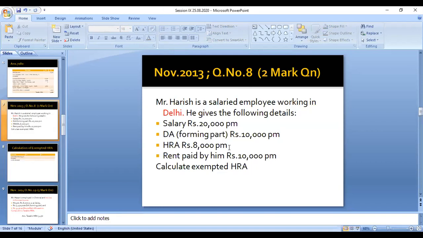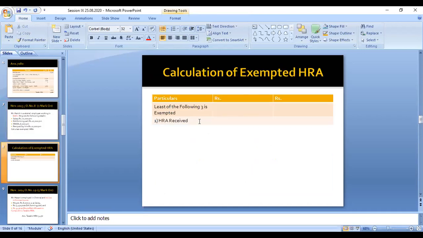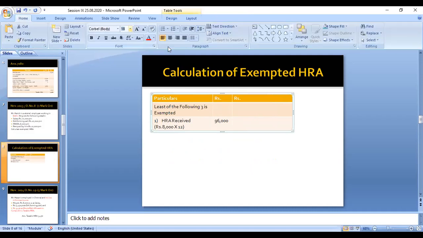From the question, HRA received by him is rupees 8,000 per month. So that amount is rupees 8,000. It is given per month, so it should be multiplied by 12. 8 into 12: 80,000 plus 16,000, that is 96,000. So 96,000 is the yearly HRA received by him.